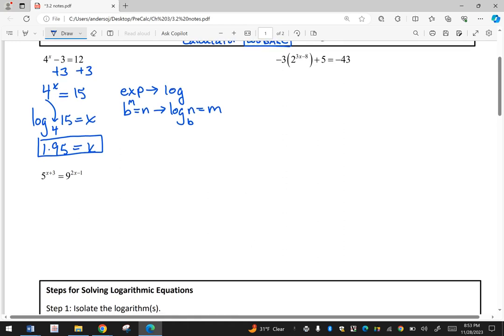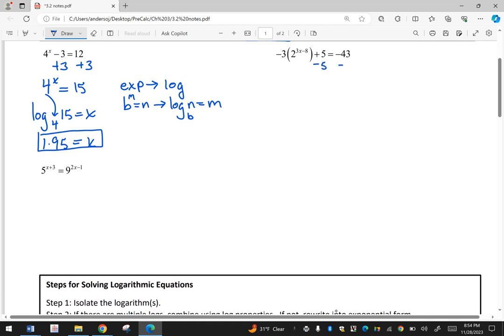On this next problem, it's very similar to the last one, just a few additional operations. Here, when we subtract 5, we have negative 3 times 2 to the power of 3x minus 8. We get negative 48 on this side. We are not going to distribute into the parentheses. What we want to do next is we want to divide to move that number over to the other side. So we'll be left with 2 to the power of 3x minus 8 equals 16. We are not dividing here. A lot of students will want to divide by 2.